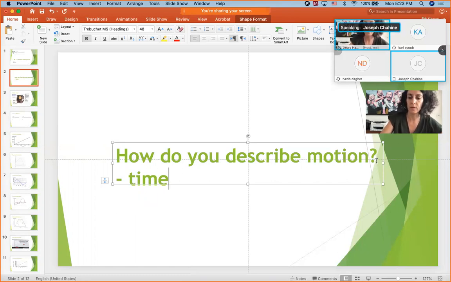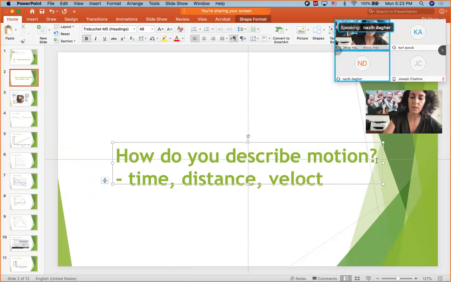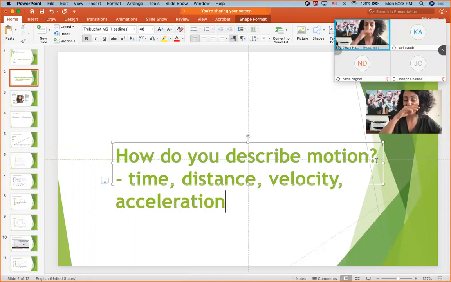Velocity. Acceleration. Okay. All right. So this is only to describe the motion without understanding why the child is moving.